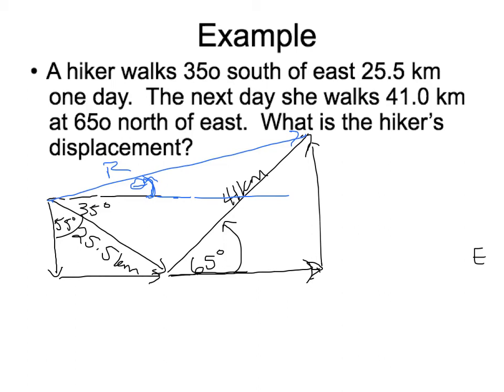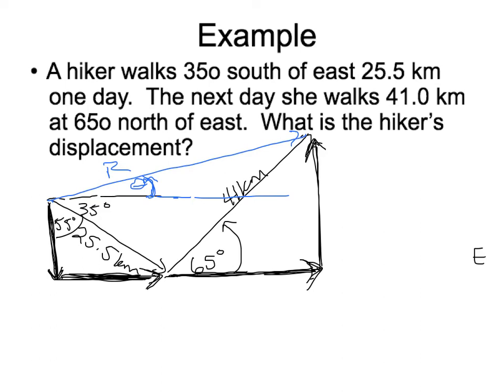Okay, so to break this up, you have to work that out yourself: the cosine of 55 times 25.5. And this right here is going to be the sine of 55 times 25.5. In the same sense over here, this will be the cosine of 65, because it's adjacent, times 41. And this is going to be the sine of 65 times 41. Now you may want to take a minute to realize with SOHCAHTOA, instead of this one being the sine of 55, I could have done the cosine of 35. But just make sure you're drawing clear pictures and you're using the right SOHCAHTOA.